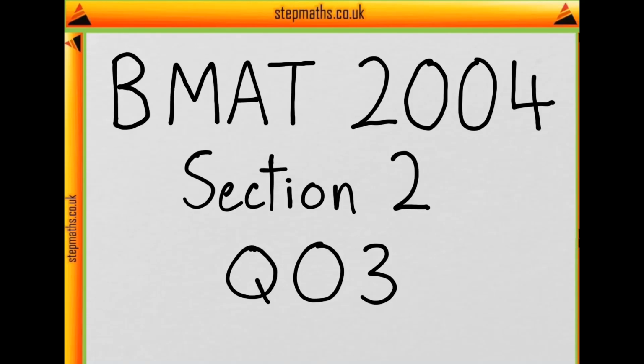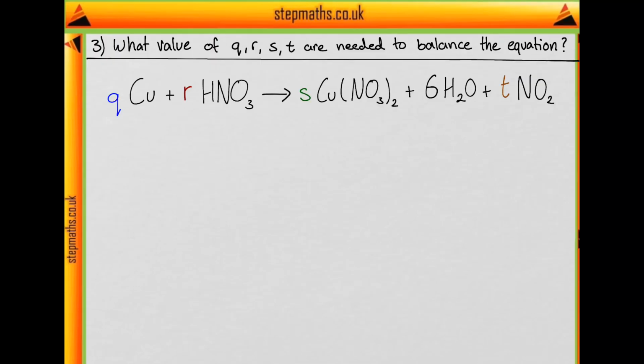Hello, in this video I'll be showing you how to answer the BMAT 2004 Section 2, Question 3. We have this equation where copper plus nitric acid goes to copper nitrate, water and nitrogen dioxide. We're asked what the values of Q, R, S and T are needed to balance this equation.